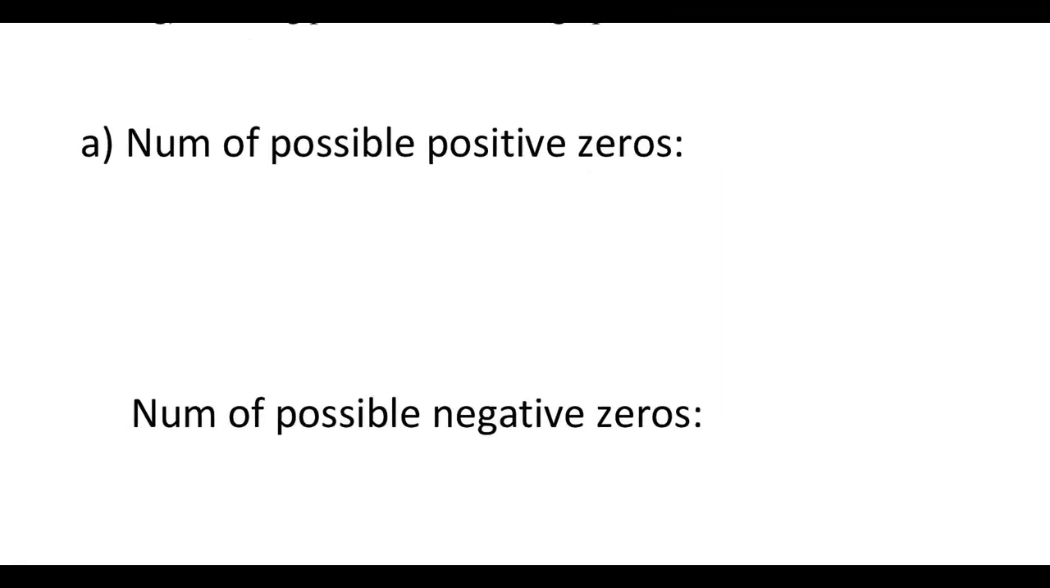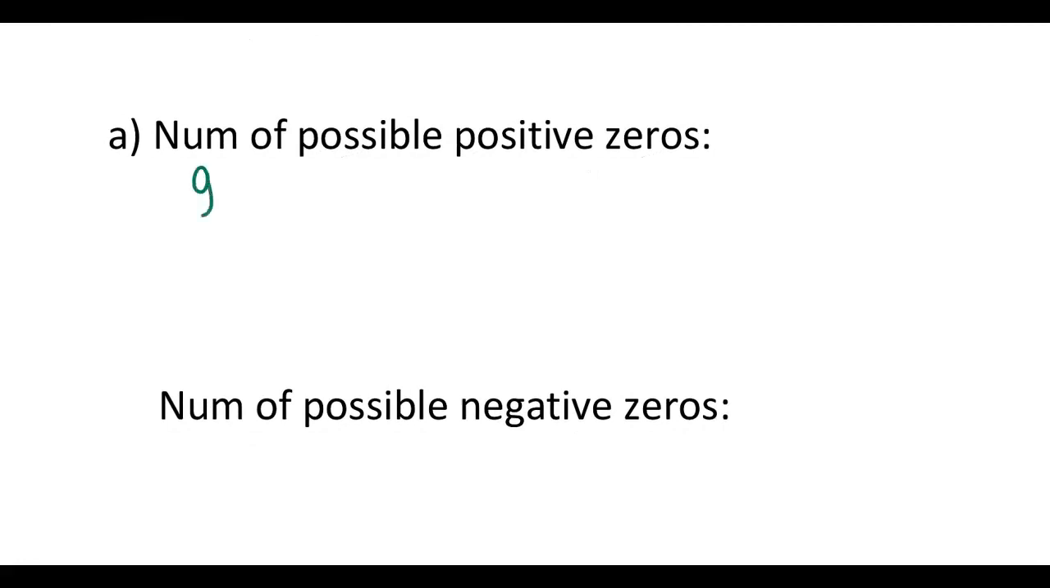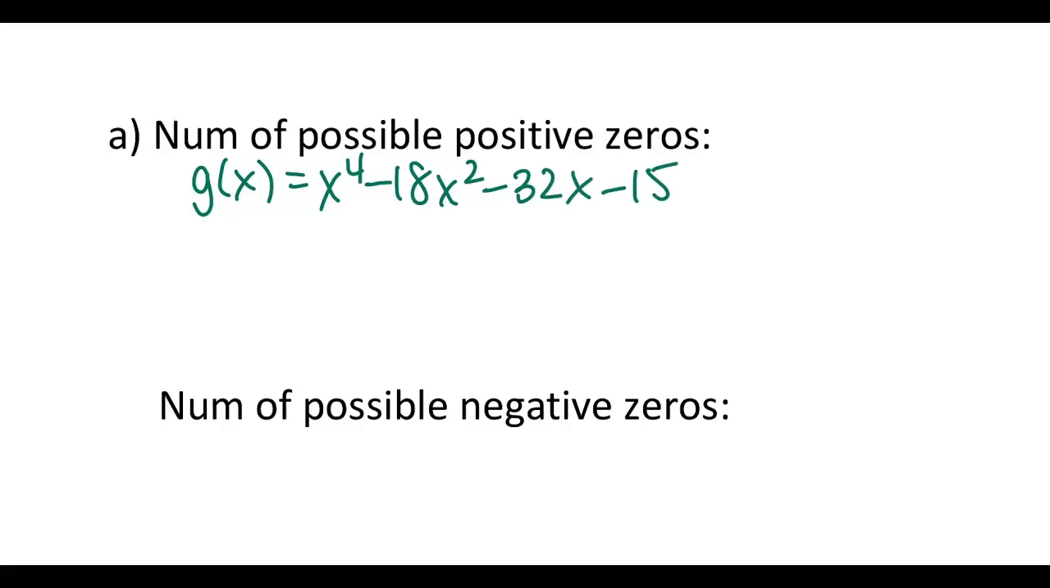So down here, I'm going to recopy G of x. Yes, I'm recopying it. This is x to the 4th power minus 18x squared minus 32x minus 15. I need to check to see how many possible positive zeros I will have. So as I go from x to the 4th to negative 18, that's going to be yes, that's a sign change. From negative 18 to negative 32, that is not a sign change. And from negative 32 to negative 15, that is not a sign change. So it looks like for our possible positive zeros, there's only one. Only one possible zero.